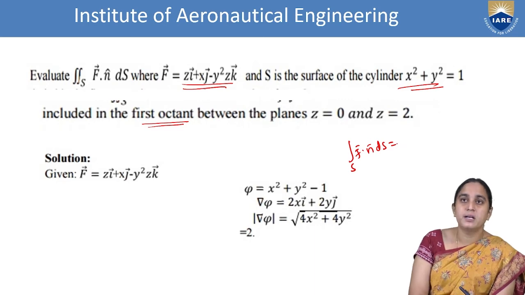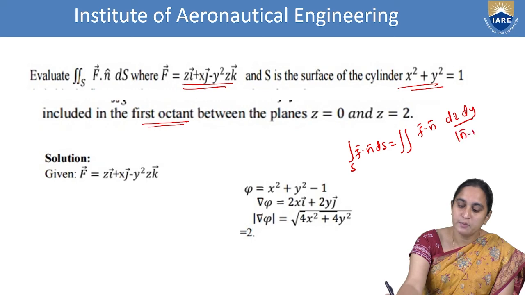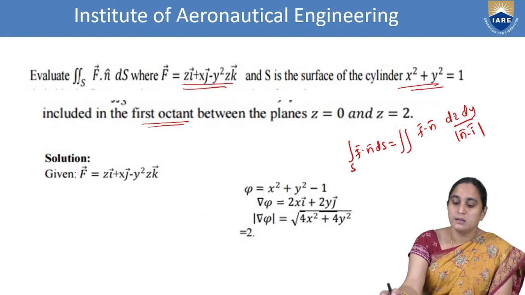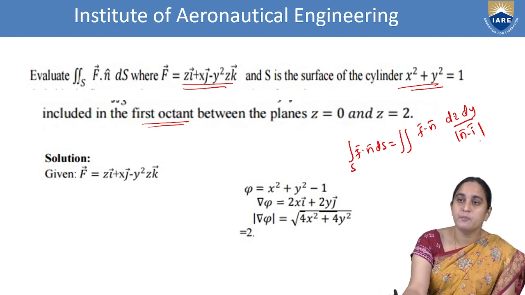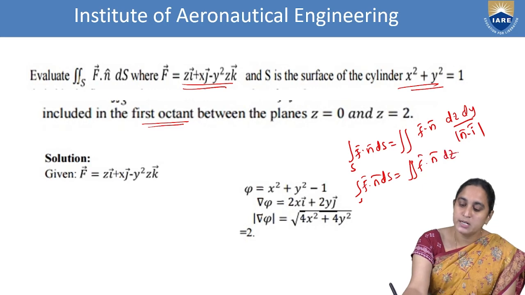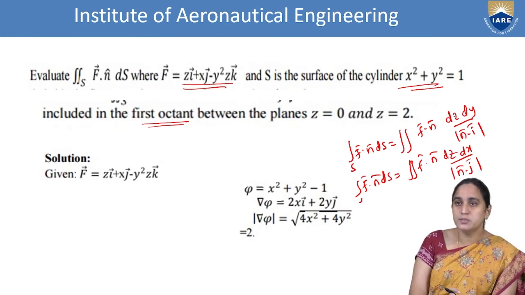Integral of f bar dot n bar ds is equal to the double integral of f bar dot n bar into dz dy by modulus of n bar dot i bar. This is the formula. Or else, f bar dot n bar ds is equal to the double integral of f bar dot n bar into dz dx by modulus of n bar dot j bar. This is also a formula.